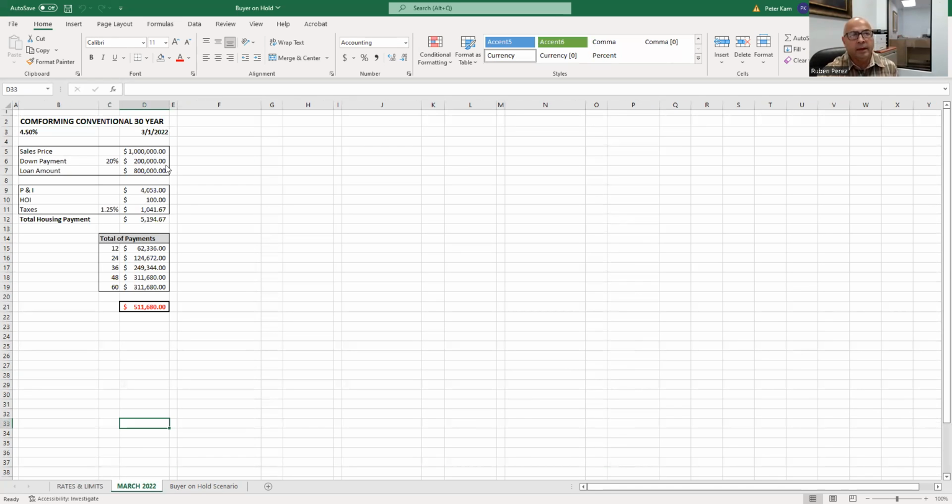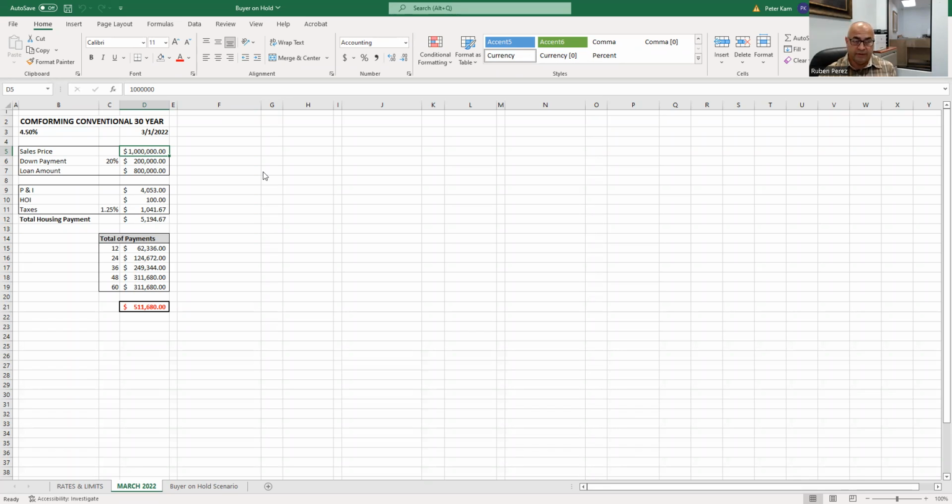So if a property in January, February, or March was going for $1 million, it's very possible that now that same property is going for, in this scenario, $950,000, which is a $50,000 drop, which is not a whole lot. I'm even seeing some properties drop $200,000 in sales price.